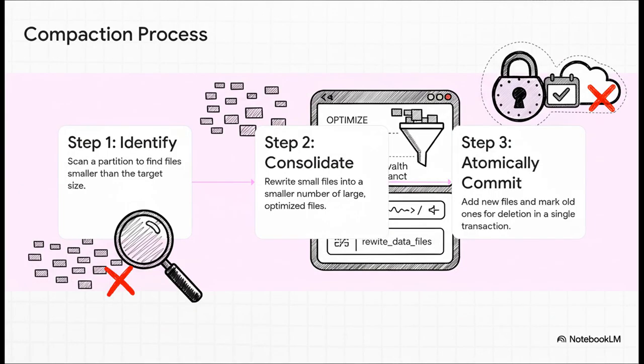Thankfully, there's a solution, and both formats have it. It's called compaction. You run a command like optimize or rewrite data files, and the system goes to work. First, it identifies all those tiny files. Then it reads them all and rewrites them into a much smaller number of big, chunky, optimized files. And finally, it commits that change in one single safe atomic transaction, so you don't have to worry about messing up any queries that are running at the same time.